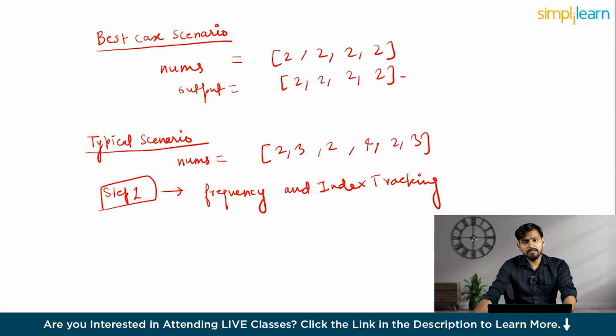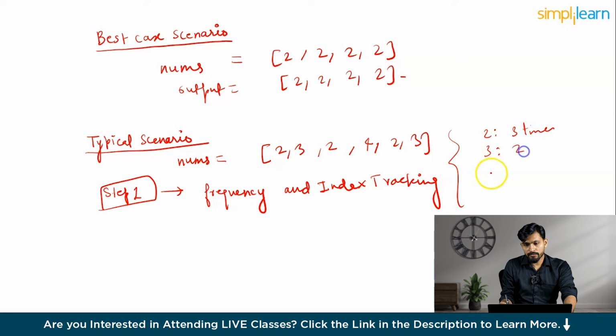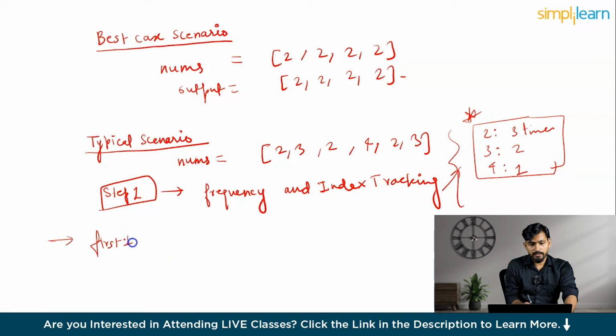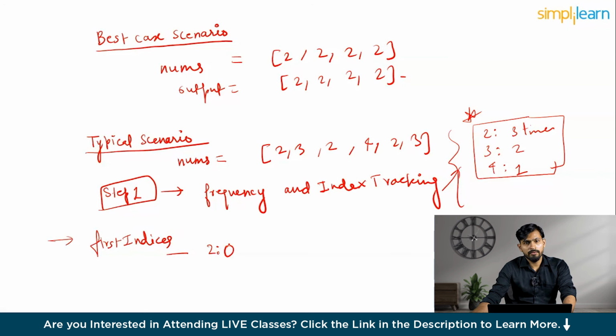First we need to count the occurrences of each number and track the index of the first appearances. Let us notice the frequency here. 2 appears 3 times, then 3 appears 2 times, and 4 appears 1 time. And if I talk about the first indices, we can say 2 is at index 0, 3 is at index 1, and 4 is at index 3.